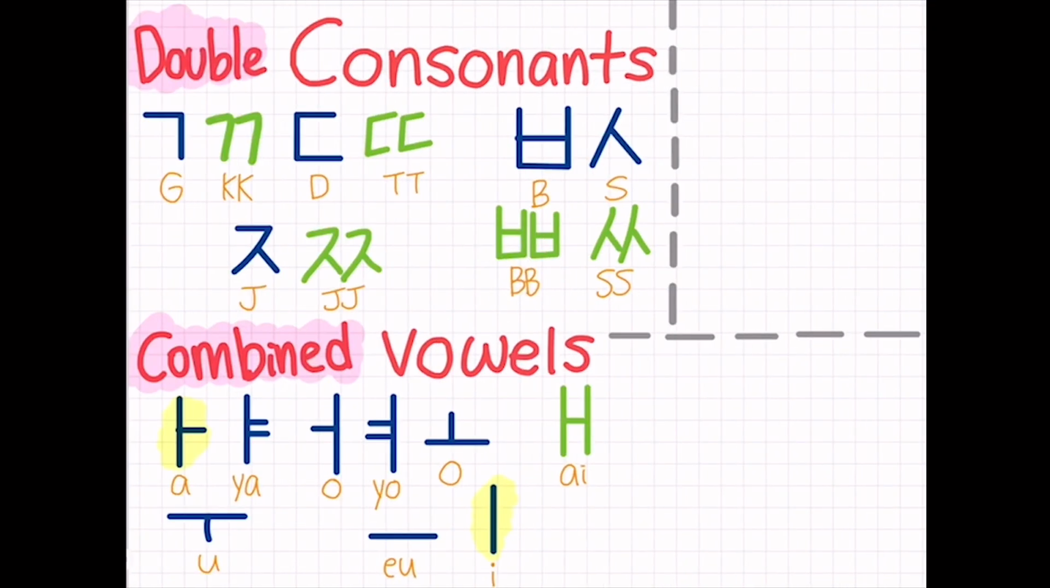All right. Do you guys see the yellow highlights? Let me just write it here. And then you combine the ㅏ and ㅣ together. It's going to make the ae sound. Do you see the green over here? This is the new first combined vowel that we learned. ㅏ, ㅣ. Now it sounds ae.